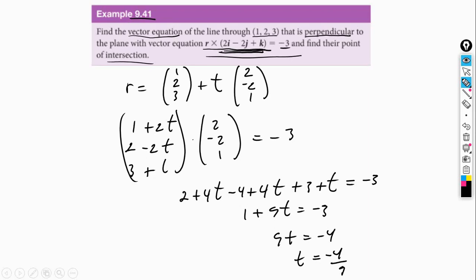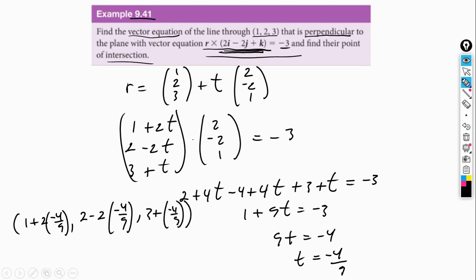So that means that the point of intersection would have to be in the form (1 + 2 × (−4/9), 2 − 2 × (−4/9), 3 + (−4/9)). And then from here, we're going to get that the point of intersection is (1/9, 26/9, 23/9).